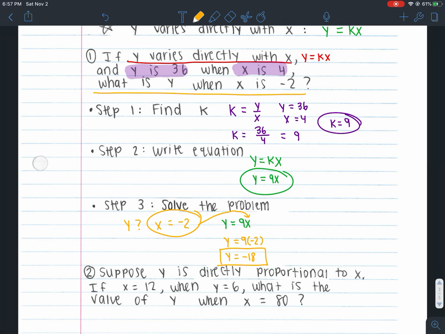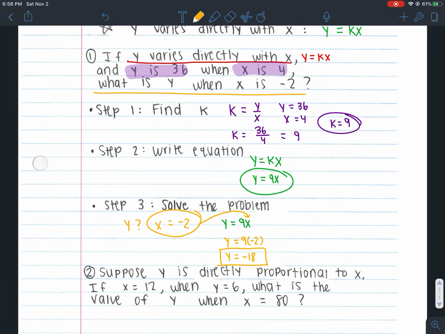That's giving me information to find my k, because k equals y divided by x. Just like slope, you have your y on top and your x on the bottom. Okay, the next step is to write the equation. Well, you know your equation is y equals kx, so plug your k in. y equals 9x. And then you're going to solve the problem.